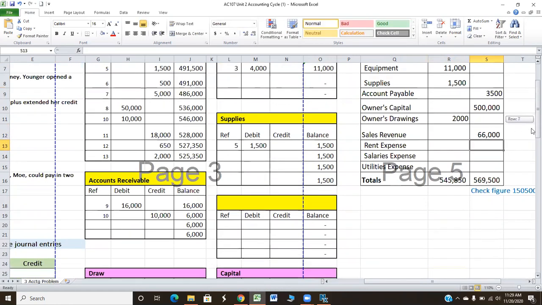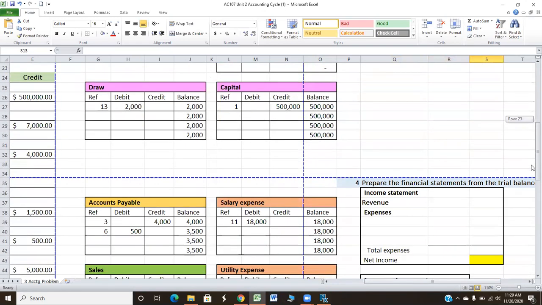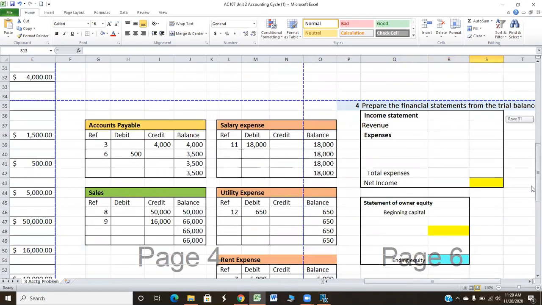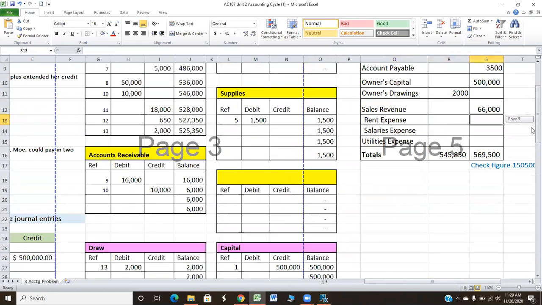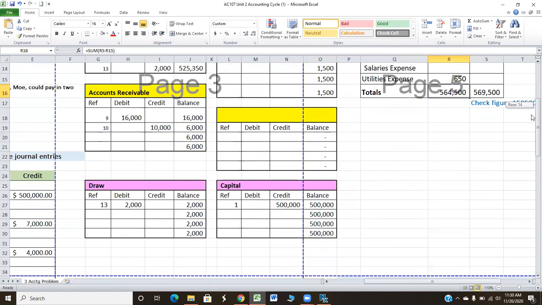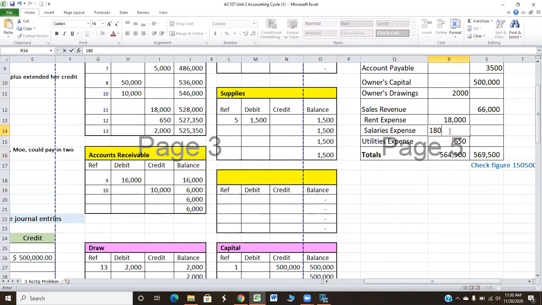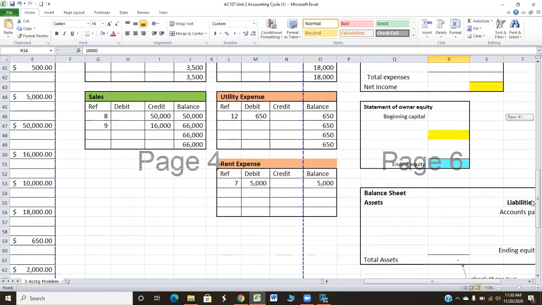Rent expense, salary expense, utility expense are all expenses. So they're going to have a debit balance. So salary, 18,000, utility, 650. And salaries, salaries was the 18,000. I didn't do rent yet. And rent was 5,000.